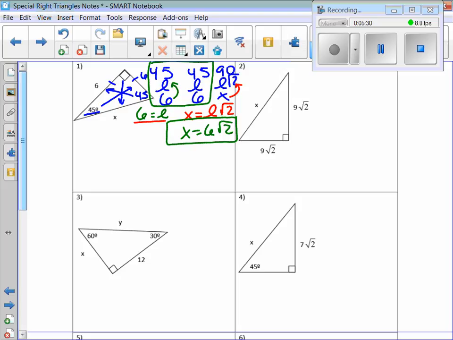Number 2. First thing we want to do is identify what type of triangle we have. We have a 90-degree angle. We don't know the other two angles. However, our side across from the 90 is x, and the other two legs of the triangle are 9 times the square root of 2. 9 times the square root of 2 equals 9 times the square root of 2, so that means the sides are congruent. Since the sides are congruent, that means our angles are congruent, so this has to be a 45, 45, 90 triangle.